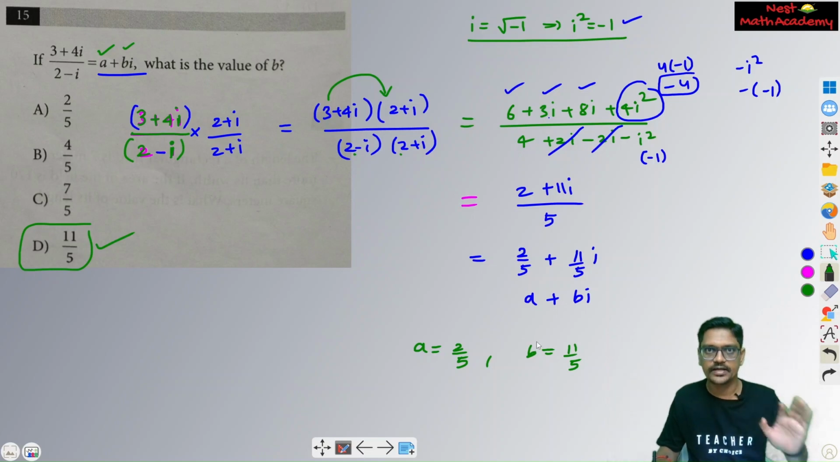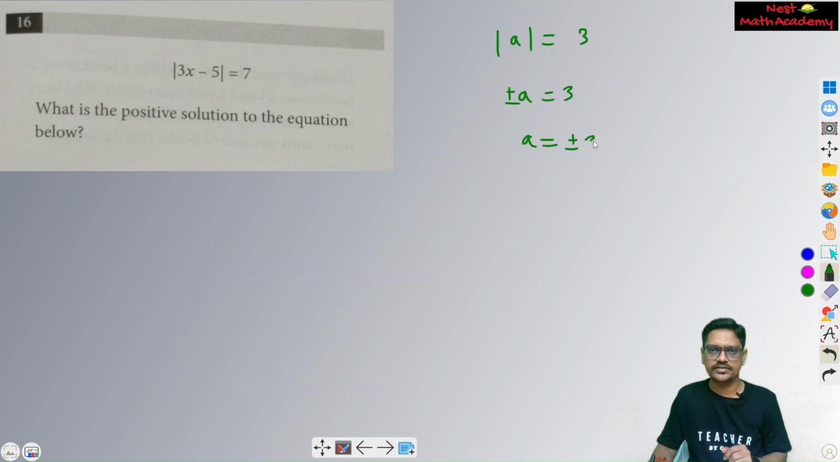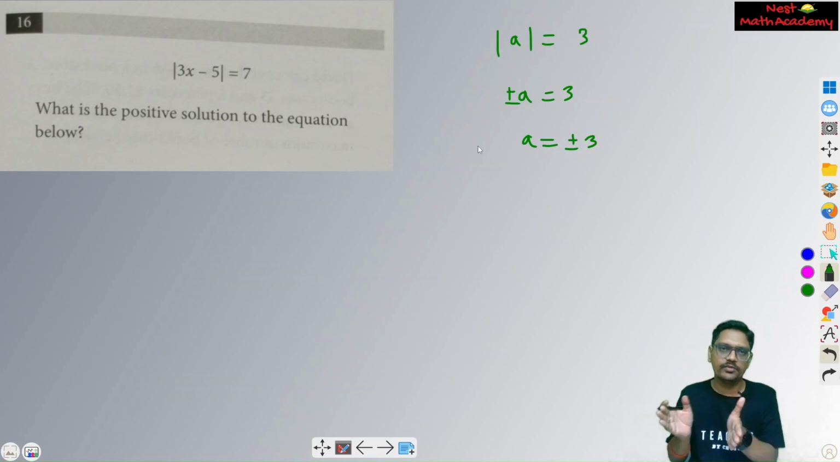Okay, right. Question number 16. Absolute value of 3x minus 5 is equal to 7. Pretty straightforward. We generally remember that if the absolute value of a is 3, when I remove the absolute value I get plus minus. So a is equal to plus minus 3. If I remove the absolute value, there are two possibilities. It could have been positive or negative; the absolute value makes it positive. That's why we take both possibilities.